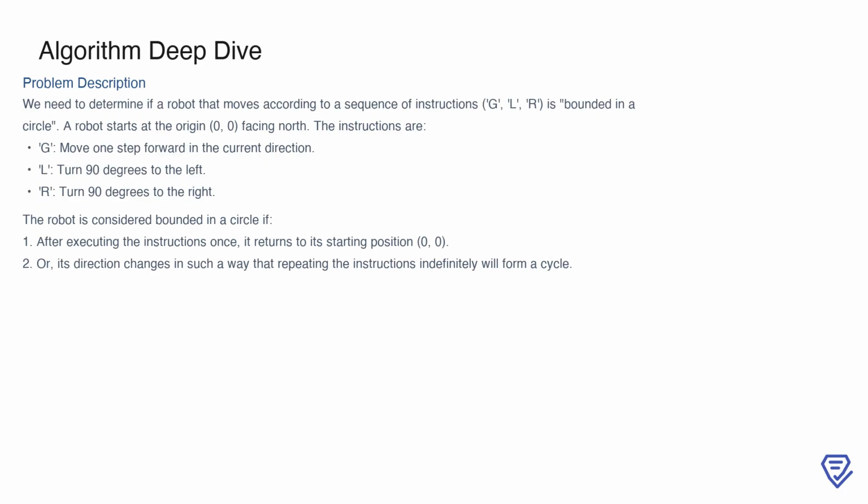For the robot to be considered bounded within a circle, one of two conditions must hold: either the robot returns to its starting position after executing the instructions once, or the robot changes direction in such a way that repeating the instructions indefinitely will eventually form a cycle and keep the robot within a confined area. These are the criteria we'll use to determine boundedness.